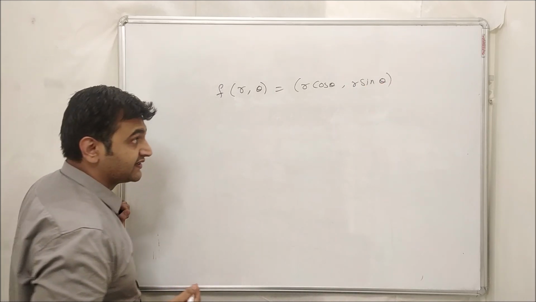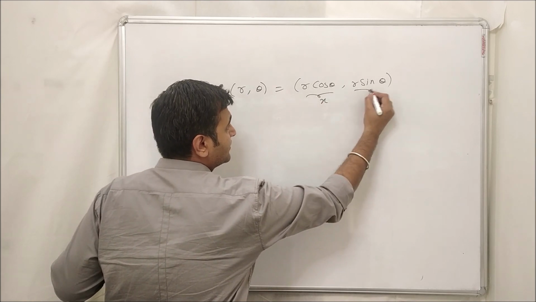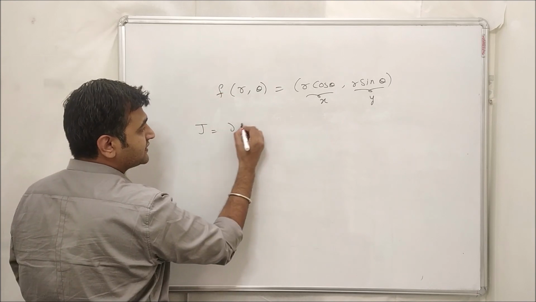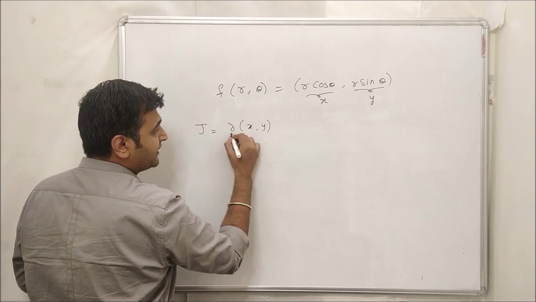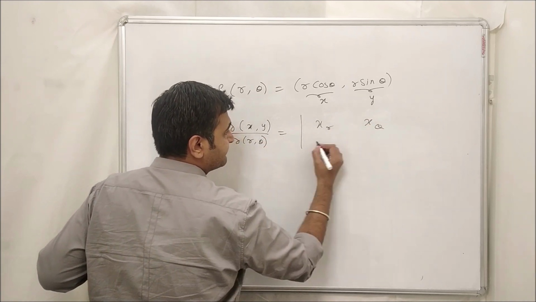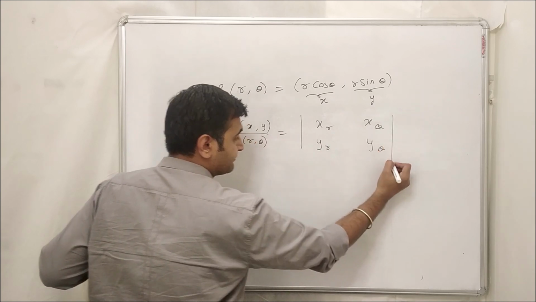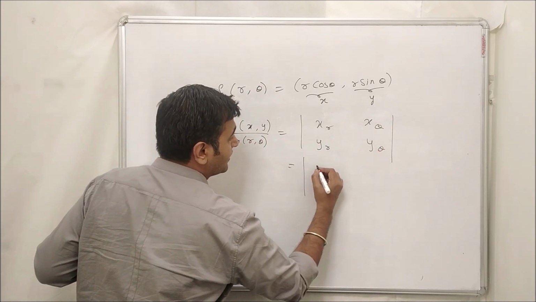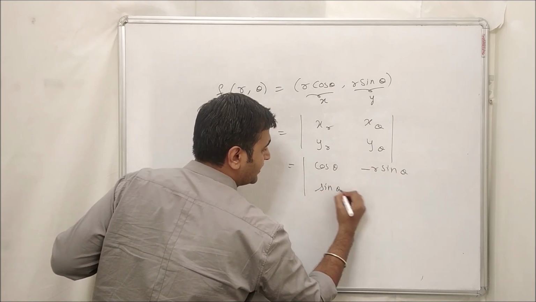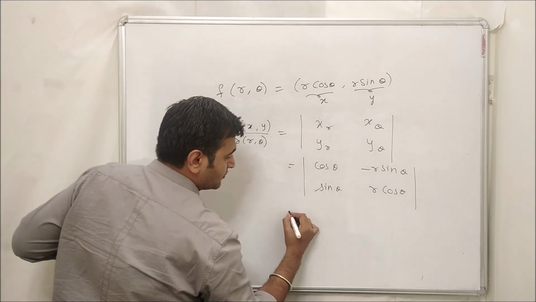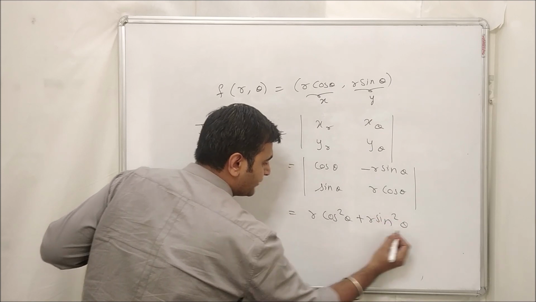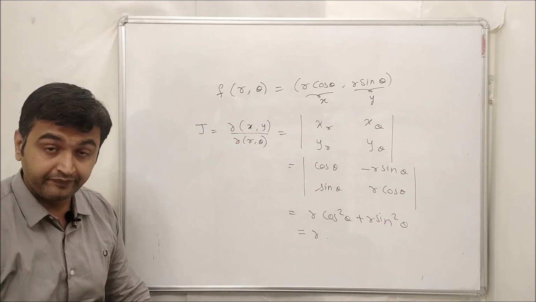Our standard polar coordinates, right? Suppose you call this x and this y. So what is the Jacobian matrix? That means you take x, y as the dependent variables on r and theta. So what is this? x with respect to r, x with respect to theta, y with respect to r, y with respect to theta. What is x with respect to r? It is nothing but cos theta, minus r sin theta, and here sin theta and r cos theta. So this is nothing but r cos square theta plus r sin square theta. You take out r common, the answer is r.